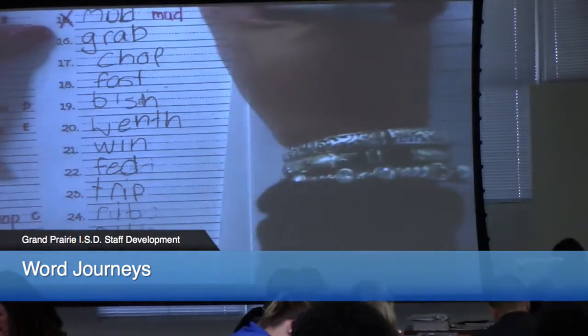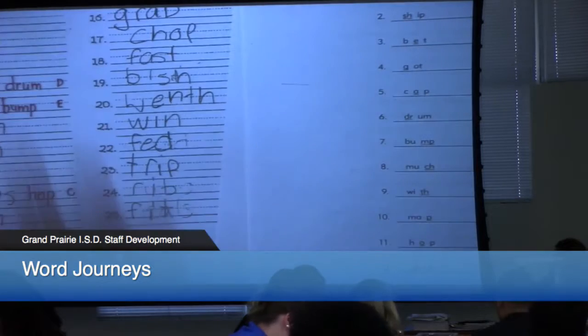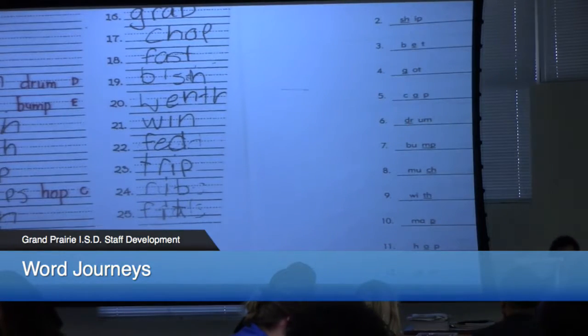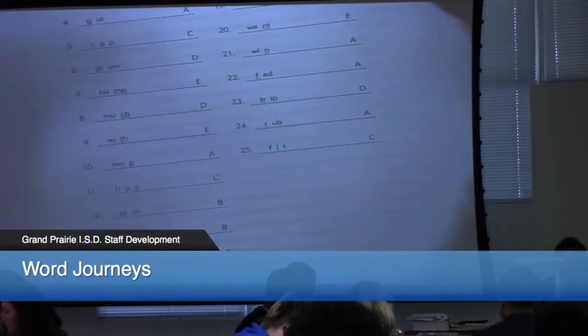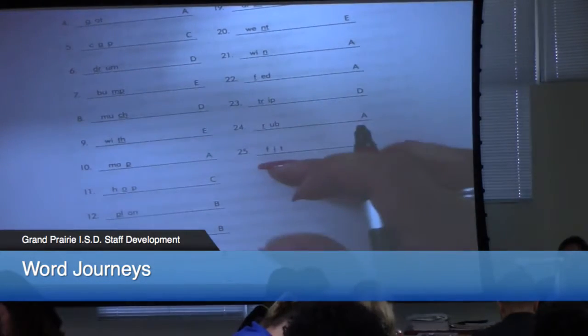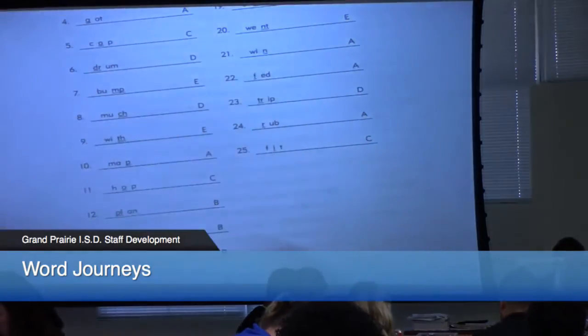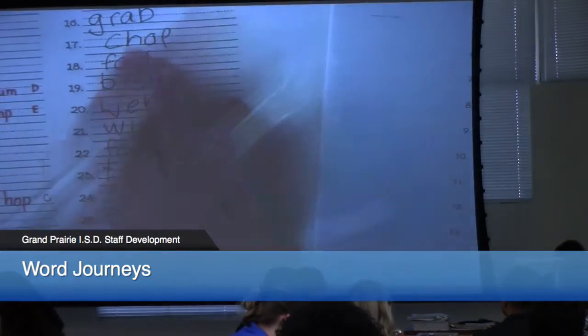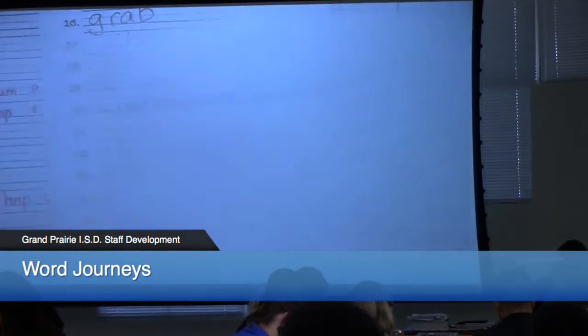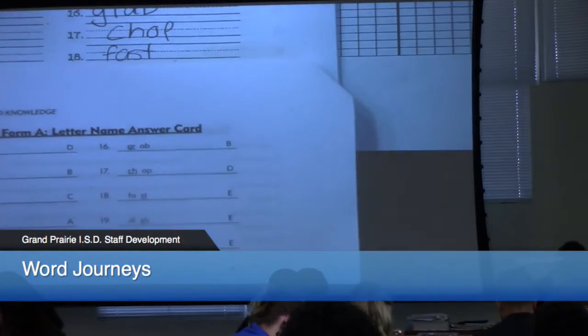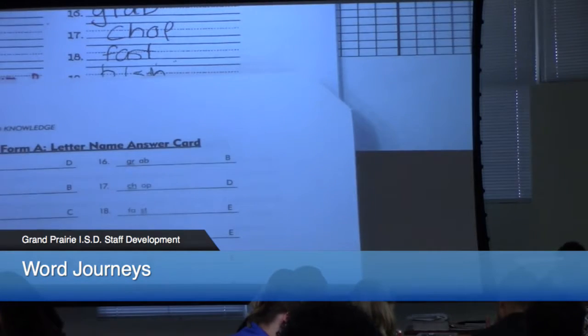C. The other plus on your paper is on my line paper, I stop at 13. Her paper is completely aligned just to where it goes from 1 to 15 and 16 through 25. So it makes grading a little bit easier because you can lay it right next to each other. Okay? So grab, did she spell that correctly? Yes. Chop. Fast. Dish.